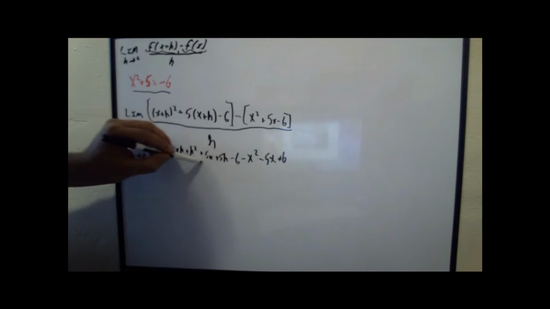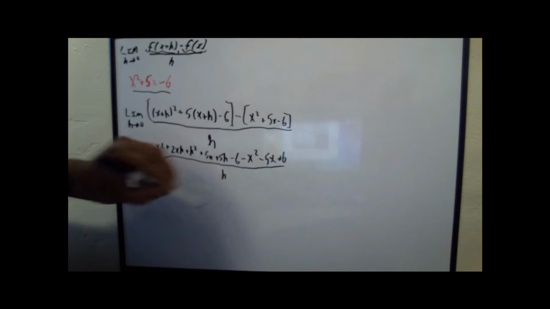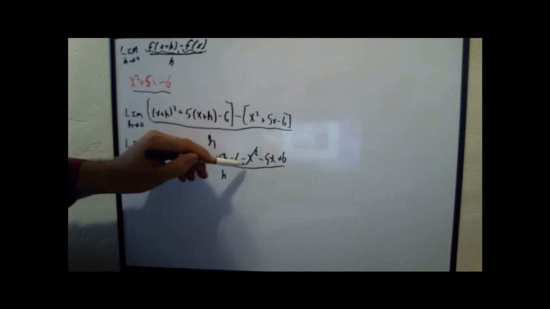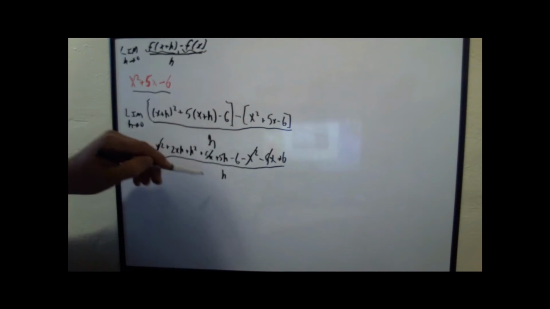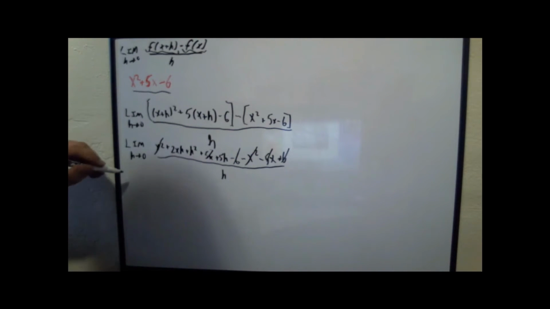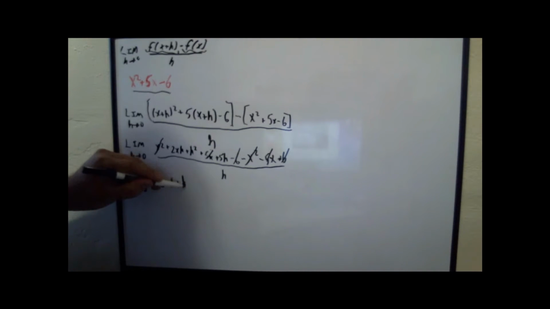Now, we're dividing all of that by h again. At this point, we ask, what can we cancel? If we cannot cancel anything, then we've made a mistake. I can see straight off I've got a positive x squared and a negative x squared, positive 5x and a negative 5x, and a minus 6 and a plus 6. I'll go ahead and write what I have now. The limit as h approaches 0 of 2xh plus h squared plus 5h, all divided by h.